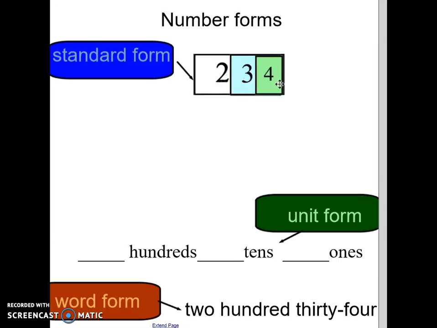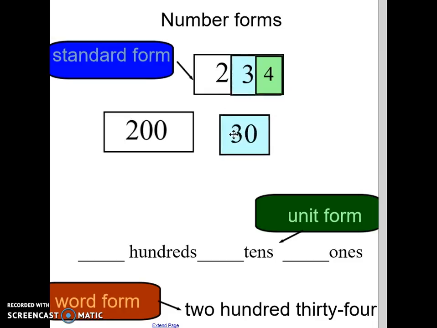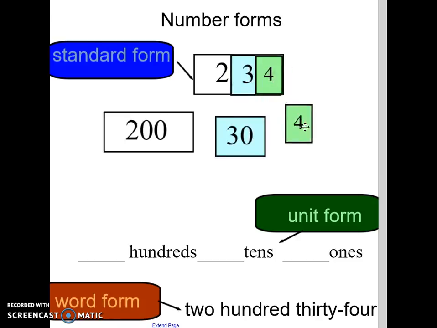So I'm going to take a look at 234, and I'm going to use a number bond to break it up into hundreds, tens, and ones. So if I look at 234, first I'm going to start with my hundreds. So I have two hundreds, which equals 200. Then I'm going to look at my tens place. Here I have three tens, and three tens equals 30. And last I'm going to look at my ones place, and 4 ones equals 4. So my number bond would look like 200, 30, and then 4.